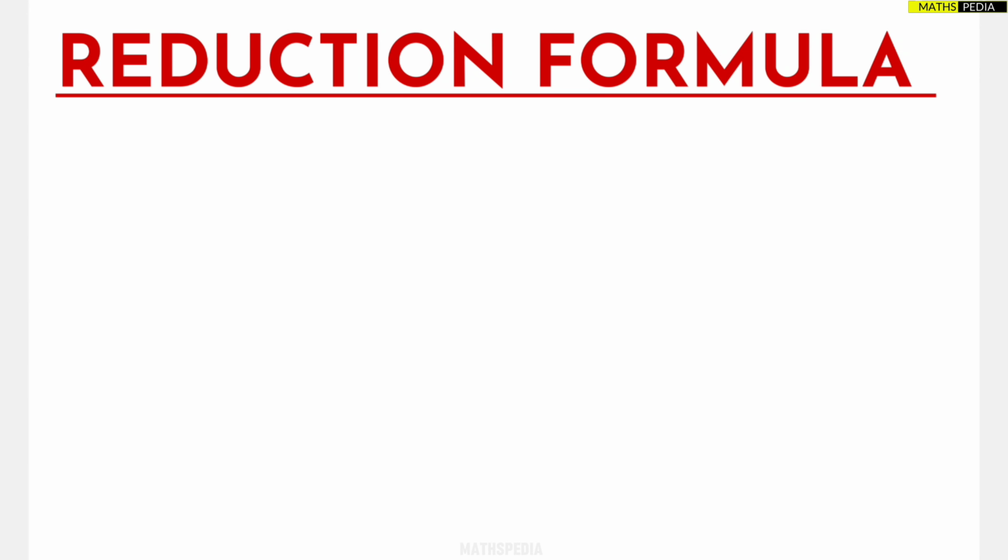So in this video we are going to learn reduction formula which is based on the integration chapter. Now here the first formula we are going to discuss is the integral of sine power n x dx. So if you are getting this type of question, what is the formula you have to apply? It is the standard formula for the nth integral.